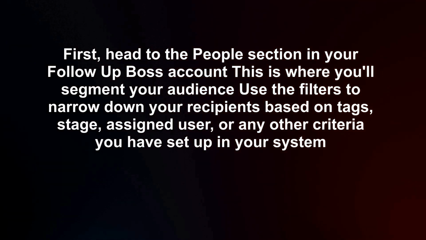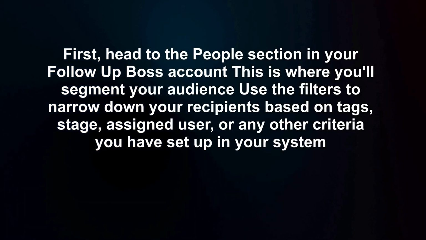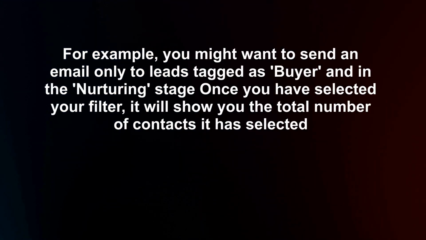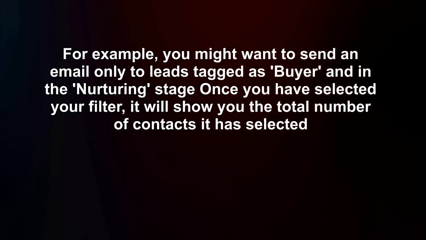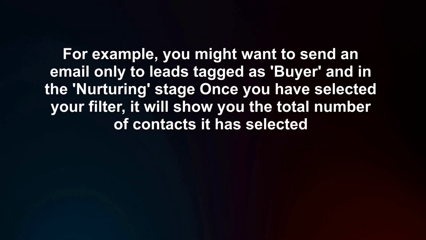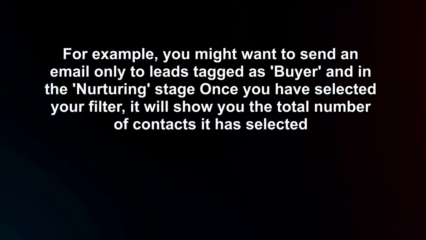This is where you'll segment your audience. Use the filters to narrow down your recipients based on tags, stage, assigned user, or any other criteria you have set up in your system. For example, you might want to send an email only to leads tagged as beer, and in the nurturing stage. Once you have selected your filter, it will show you the total number of contacts it has selected.